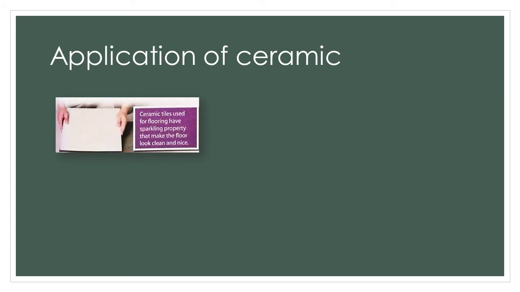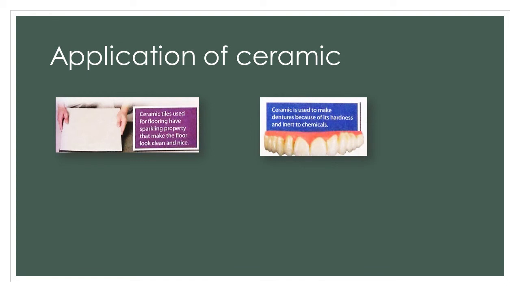Okay, what is the use of ceramic? Ceramic tiles are used for flooring, and they have a sparkling property to make the floor look clean and nice. So our tiles are actually made out of ceramic. Okay, next, ceramic is used to make dentures because it is hard and inert to chemicals. So we use it to make dentures. Okay.